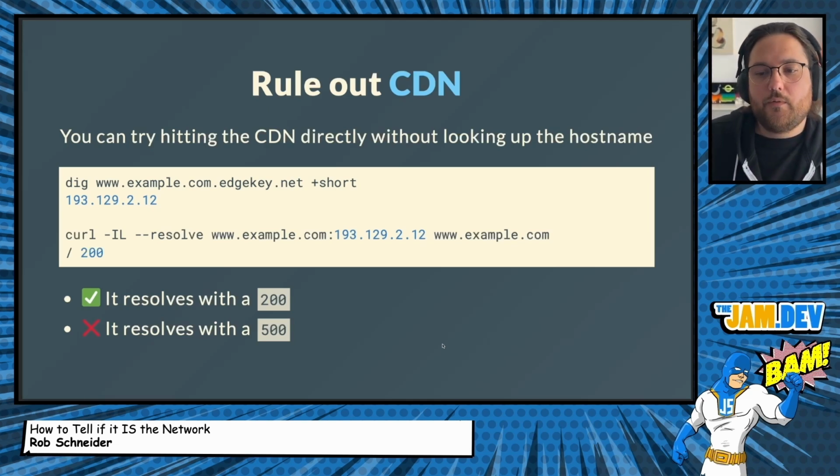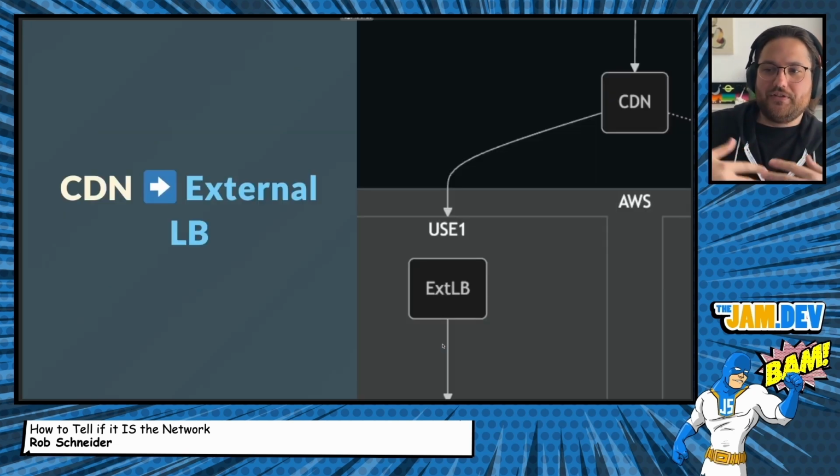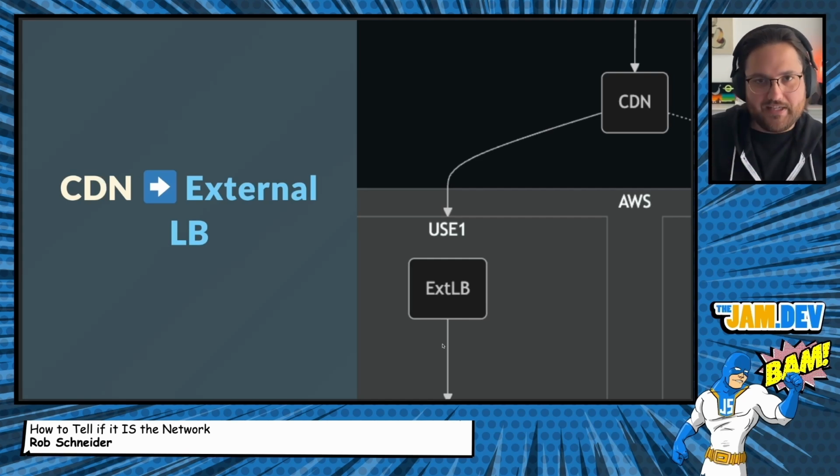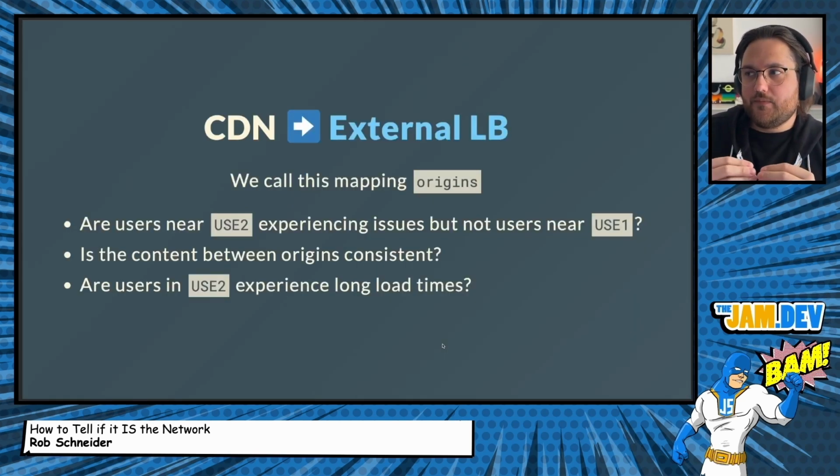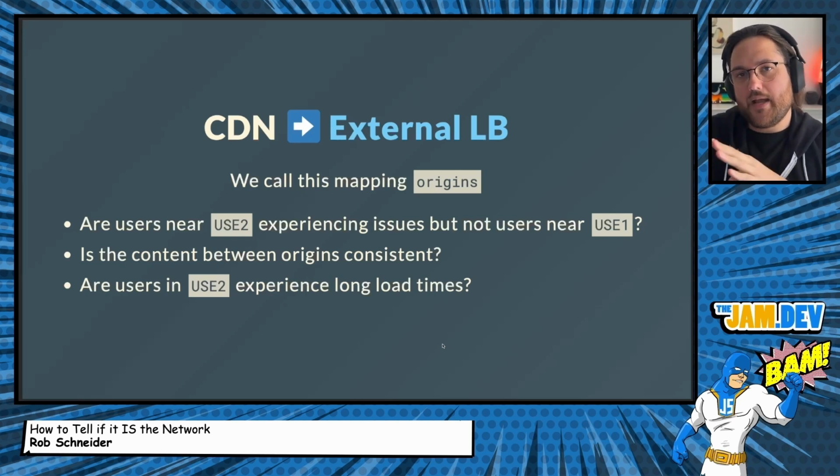Okay, cool. So actual infrastructure side, we're getting closer. We're getting to the actual infrastructure hosted in the cloud. This is your CDN to your external load balancer. So we call this mapping origins. A CDN can provide for your application not just caching, but load balancing between regions, right? So if you have a data center in US East 1, you have another data center in US East 2, your CDN can map to that.